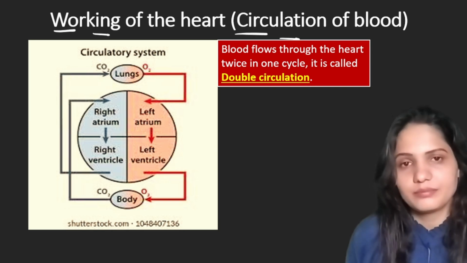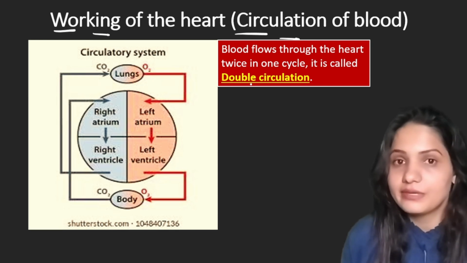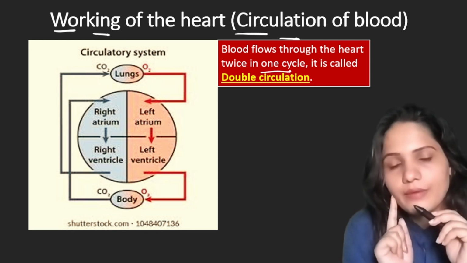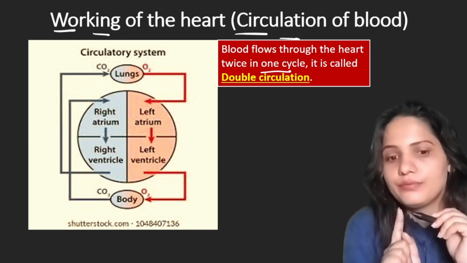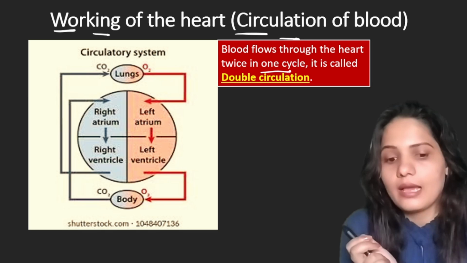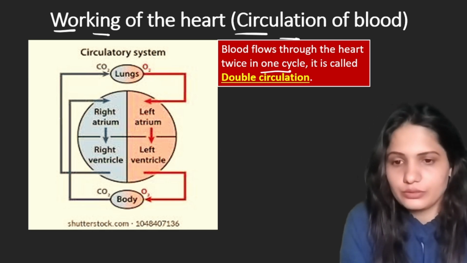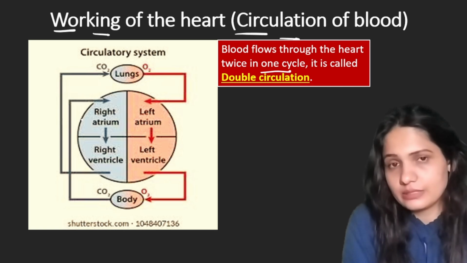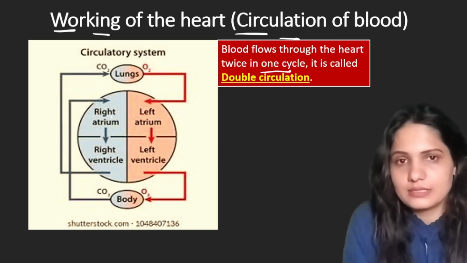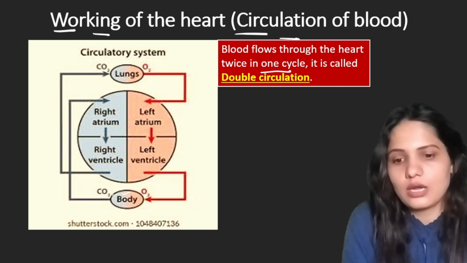This is the diagrammatic representation of the circulatory system. Before we understand this circulatory system, we should know that we have double circulation in our body. Double circulation means in one cycle of pumping, blood flows through the heart twice. This is the reason we say that we have double circulation. First, we will start from our body organ. This is our body organ.